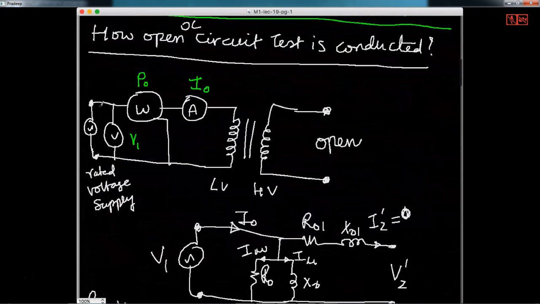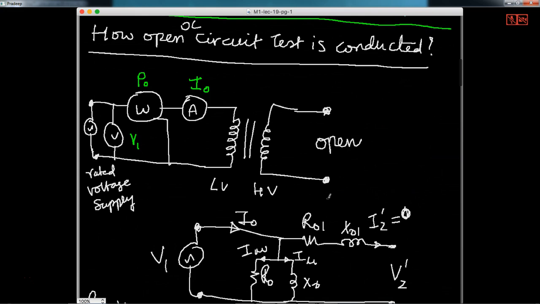We apply full rated voltage to the primary winding. To check whether the experiment is correct or not, first you look at the voltage level, and if the rated voltage is matching with the LV voltage, then it is correct. Then you take the noting of the no load current and no load input power, whereas the secondary is open.